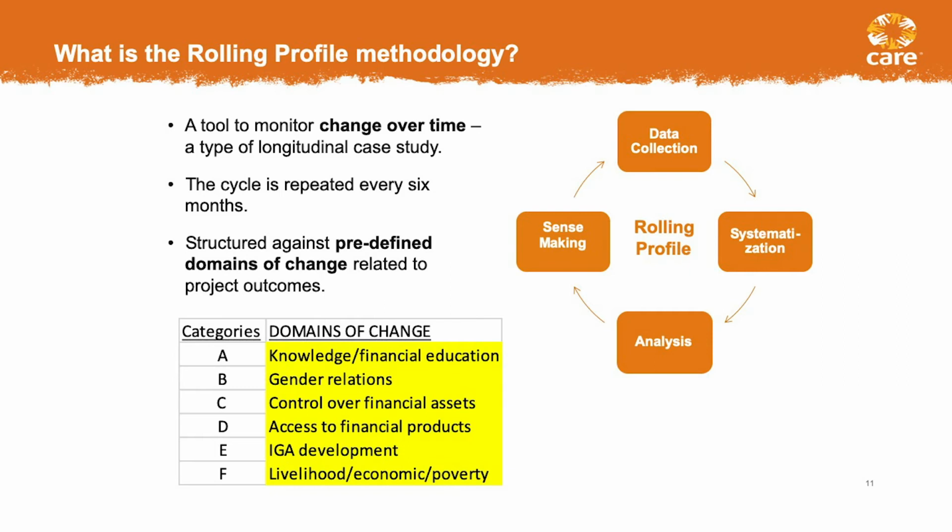So you can see on the screen there an example from a women's economic empowerment project, and these were the domains of change that they defined. And this structured the way that they collected the data in terms of the different areas that they were probing, and then how they did the analysis. And they wanted to see change in all of these domains in order to achieve the goal of the project. So that's a very brief overview of the methodology.